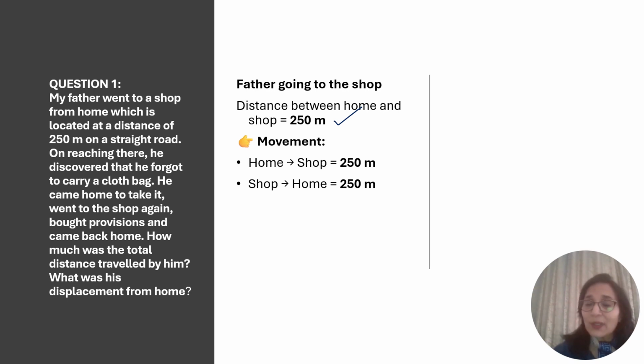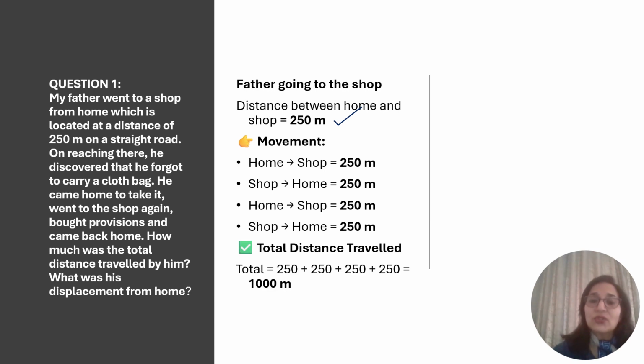But if you read the question again, you will come across that he went to the shop again, he bought provisions and he came back home. So the distance which is traveled, now what is the question? How much was the total distance traveled by him? So the total distance traveled is 250 four times, which is 250 plus 250 plus 250 and again 250, which gives you 1000.